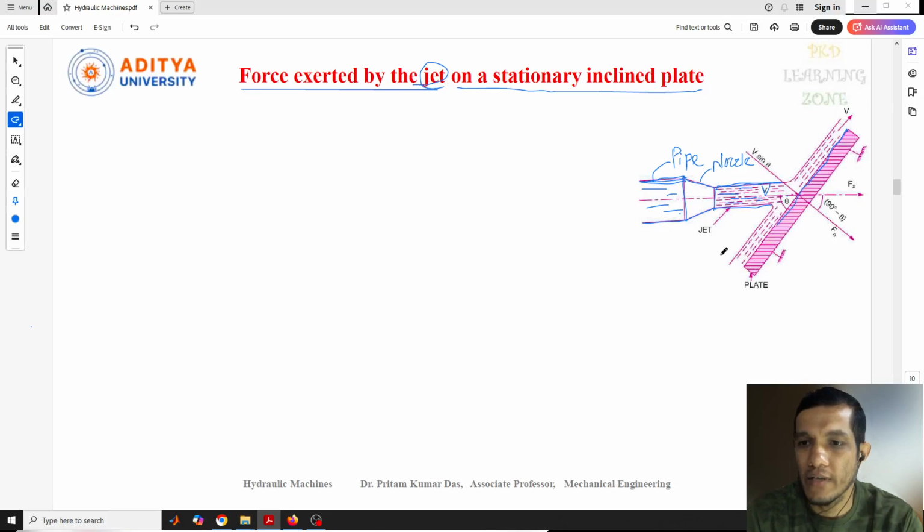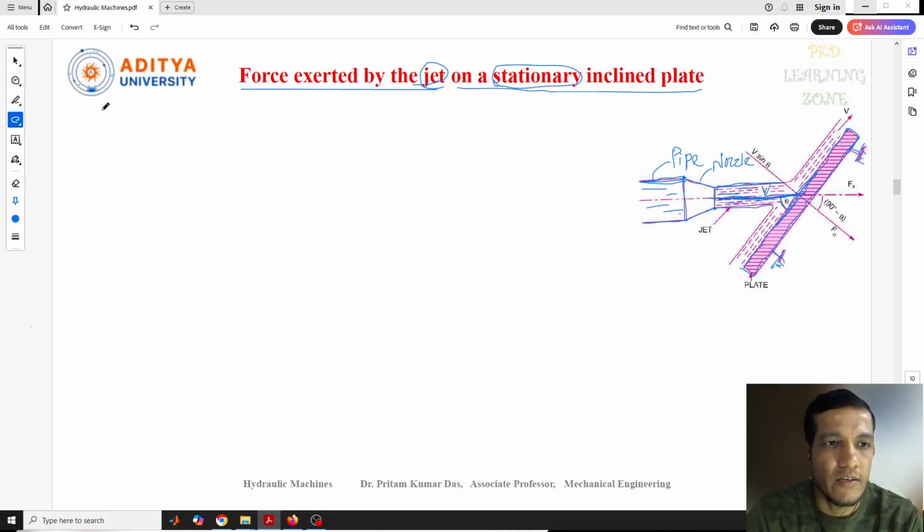Previously we saw the plate in the vertical condition. Now we have taken this plate in an inclined condition, with an angle of theta. You can see this is the velocity of the jet, or the jet movement, and the plate makes an angle of theta with it. And the third thing is the plate is stationary. That means the plate is not moving, it is in a fixed condition. Stationary is nothing but fixed. So three things are there.